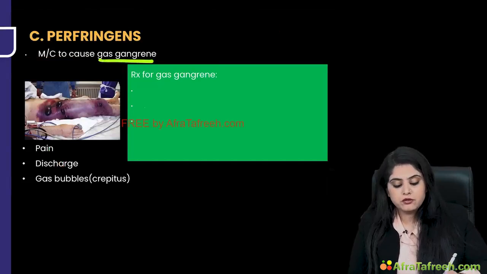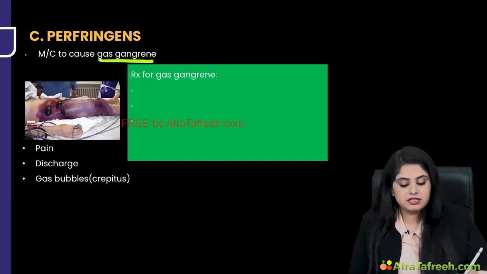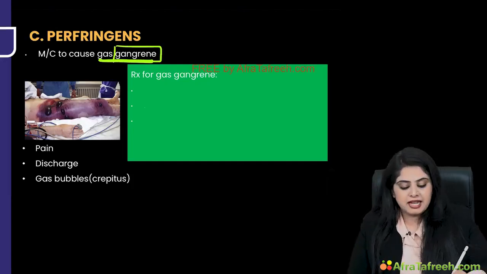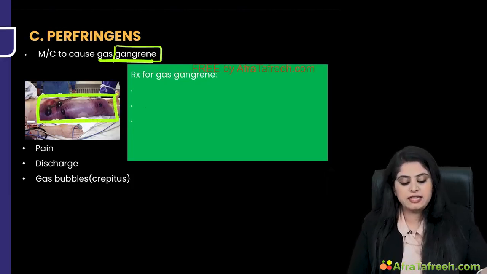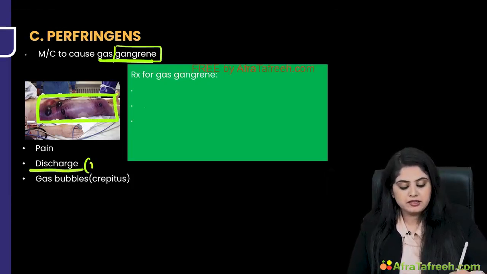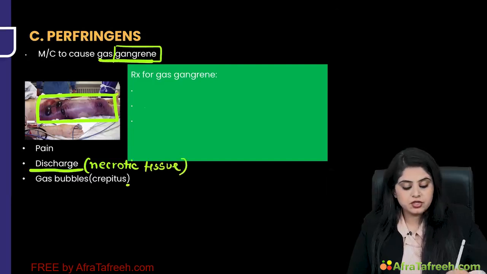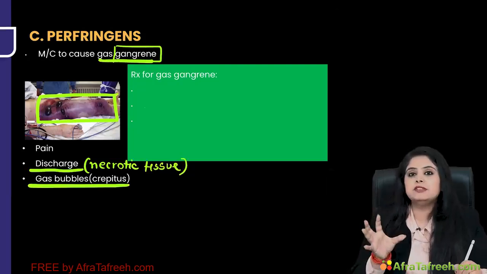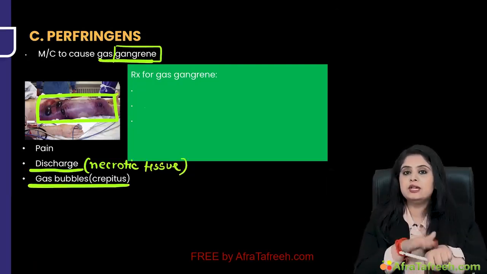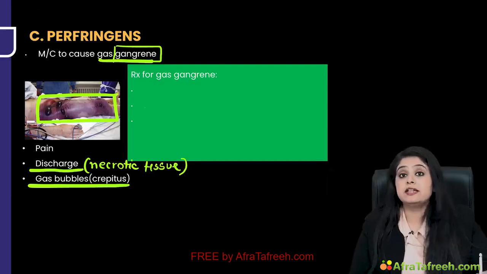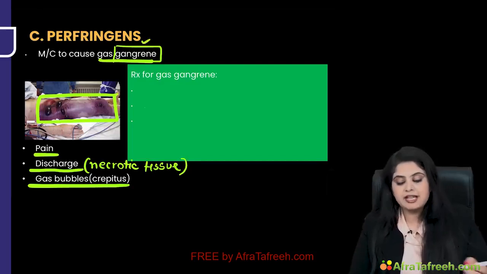Two questions in front of you. What is gas gangrene? Gangrene always means that the area has become very, very black. There is discoloration, death of the area happening. The tissue is dying. There is necrotic tissue, and I can see a lot of discharge happening. However, what is gas over here? Gas production means that gas will create bubbles. So if you touch that tissue, it will have that crackling sound known as crepitus. Also, the patient comes to you with a lot of pain. That is the meaning of gas gangrene.